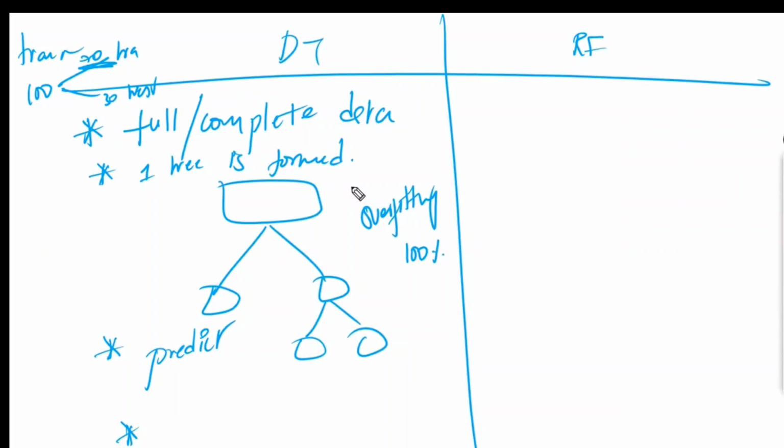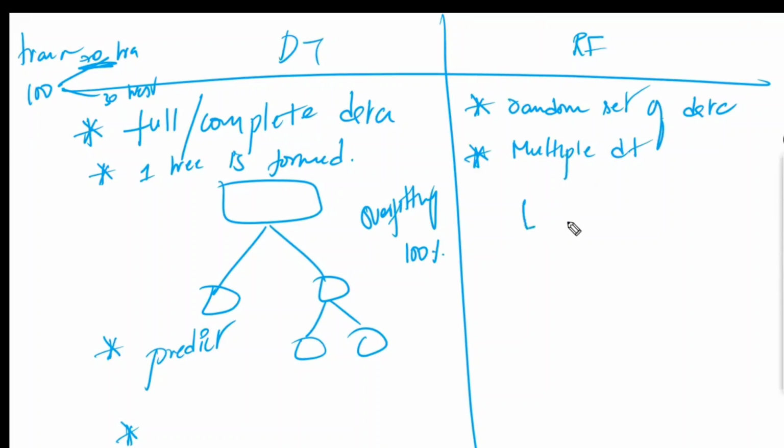Now, to overcome this, they have created multiple decision trees. By selecting a random subset of data, instead of collecting all the data, we go with a random subset. Instead of complete data, they have taken a random subset. Instead of forming one decision tree, they have formed multiple decision trees.